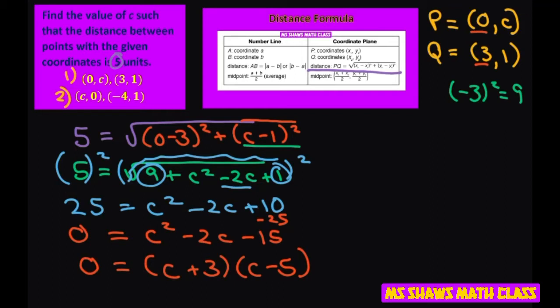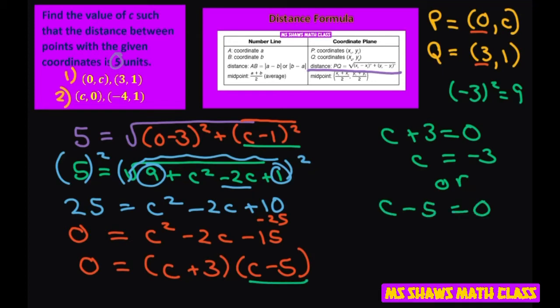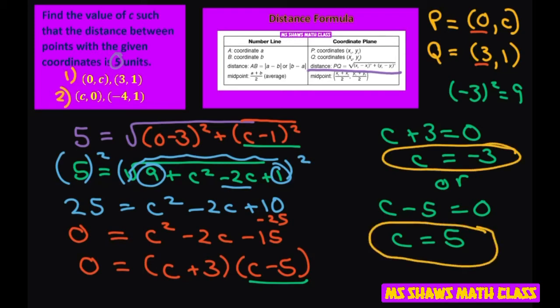Therefore, for your solutions, you just set both of these quantities to 0. You're going to get c equals negative 3, or set this to 0: c minus 5 equals 0, or c equals 5 when you add 5 to both sides. So your two solutions are right here, and they both work. You can plug them back in and see that it does equal 5. Now let's do the last one.